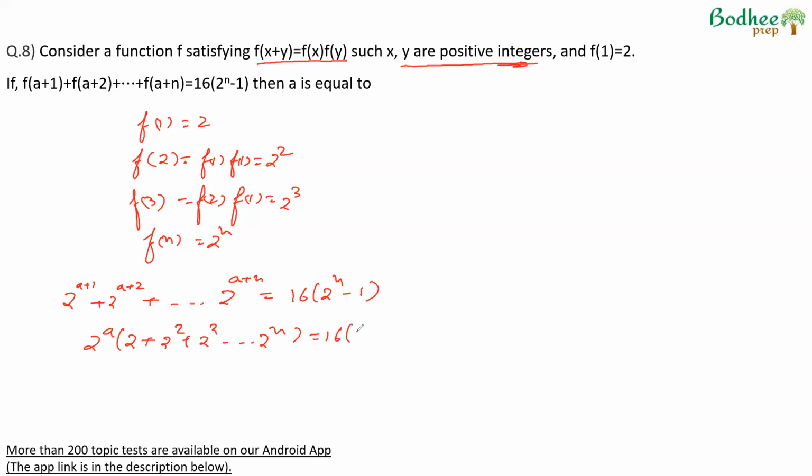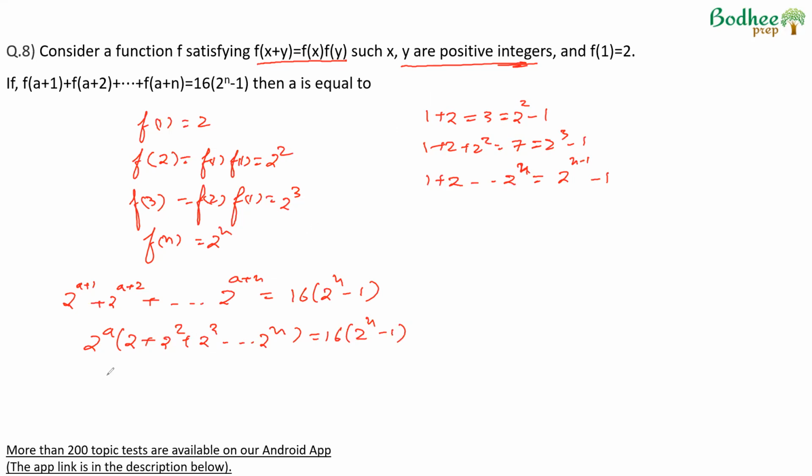This is 16 raised to power 2n minus 1. Now the property of powers of 2: 1 plus 2 we know is 3, which is 2 raised to power 2 minus 1. 1 plus 2 plus 2 square is 4 plus 3, 7, which is 2 cube minus 1, and so on. So 1 plus 2 plus 3 up to 2 raised to power n will be nothing but 2 raised to power n plus 1 minus 1.